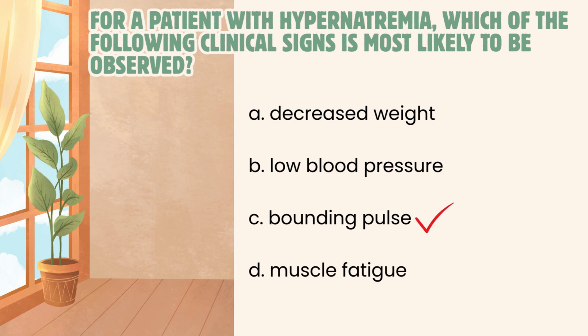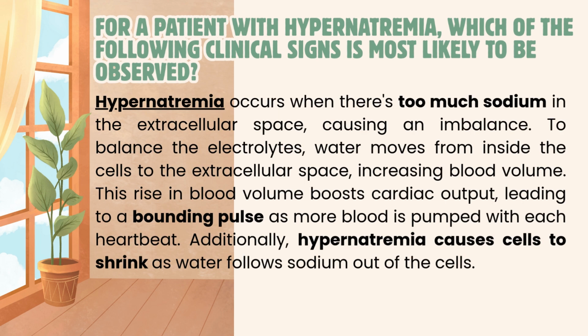Correct answer. C. Bounding pulse. Hypernatremia occurs when there's too much sodium in the extracellular space, causing an imbalance. To balance the electrolytes, water moves from inside the cells to the extracellular space, increasing blood volume. This rise in blood volume boosts cardiac output, leading to a bounding pulse as more blood is pumped with each heartbeat. Additionally, hypernatremia causes cells to shrink as water follows sodium out of the cells.